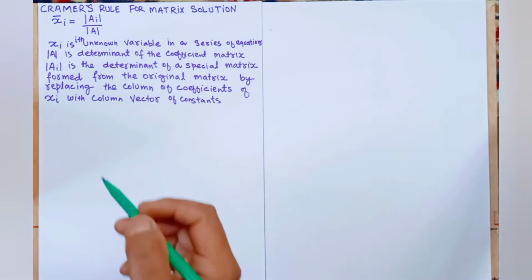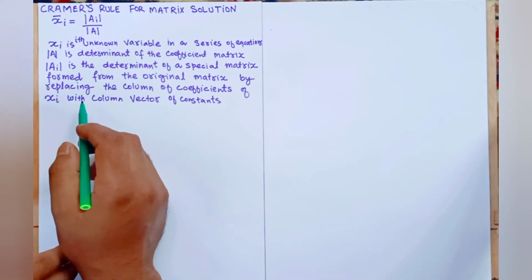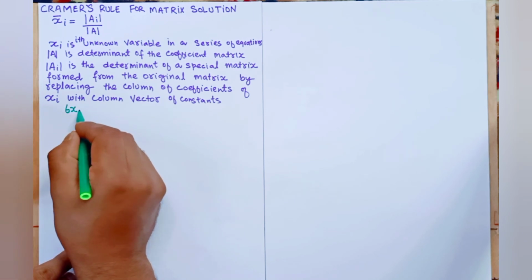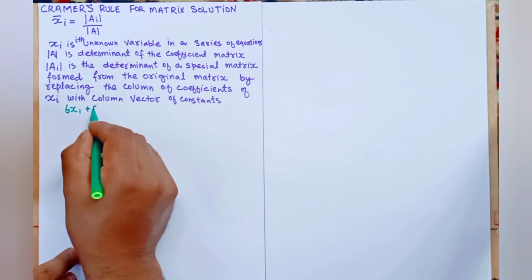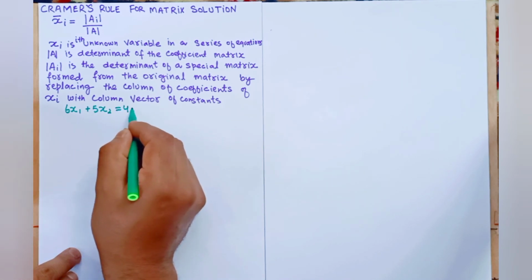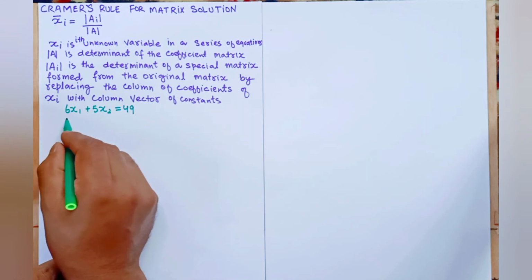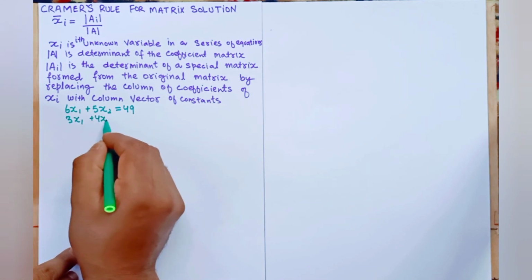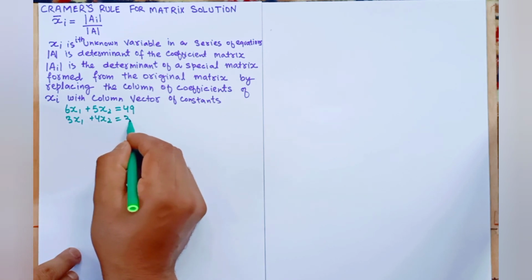Let us say I have a system of linear equations like 6x1 plus 5x2 is equal to 49, and another one is 3x1 plus 4x2 is equal to 32.